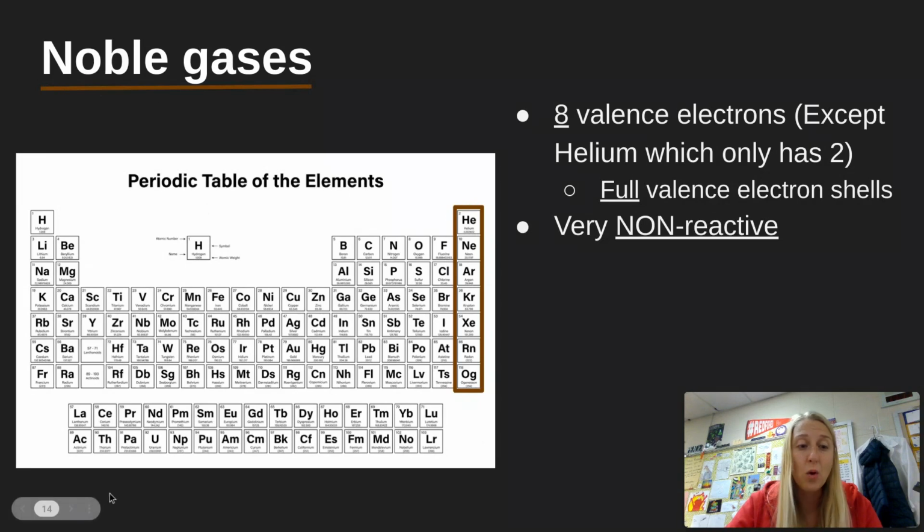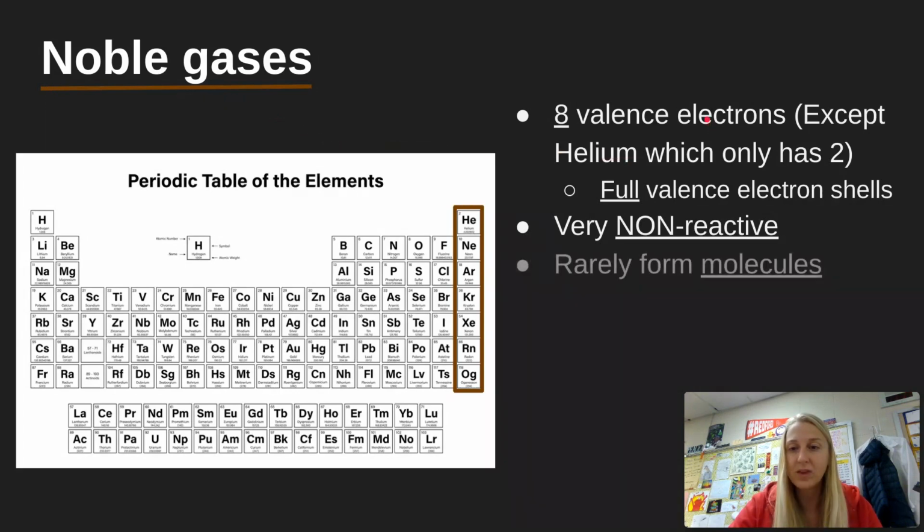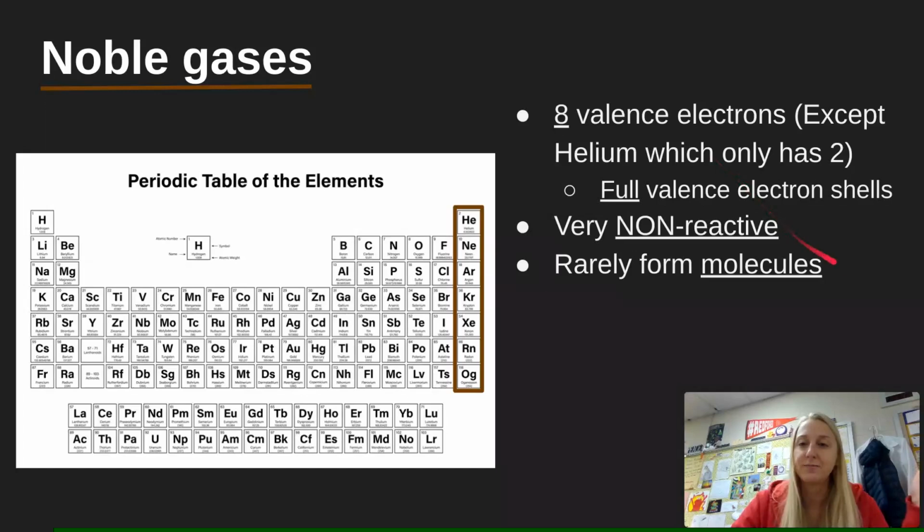Now they're called noble, meaning like if someone is noble, they always do what is right. Basically, they don't fight. They don't react. If someone is going to irritate them, whatever, they don't react to that. Well, noble gases are the same way. Very non-reactive. They very rarely form molecules, so noble gas atoms just tend to be on their own. They don't tend to bond with other things. So if you have a tank of helium gas, all of those helium atoms are just single helium atoms.